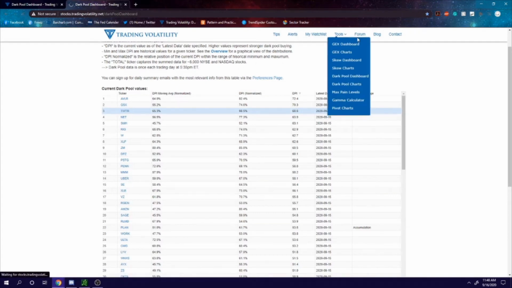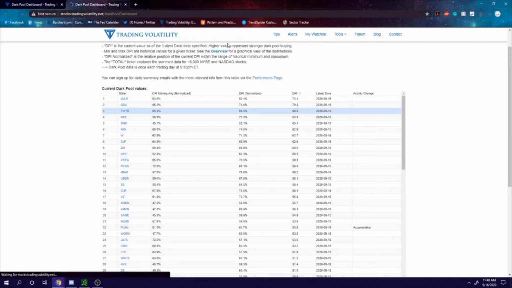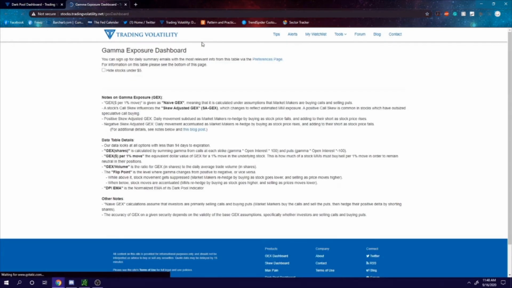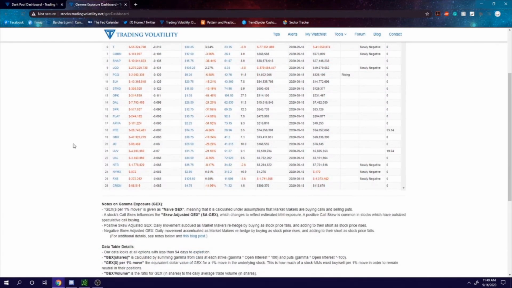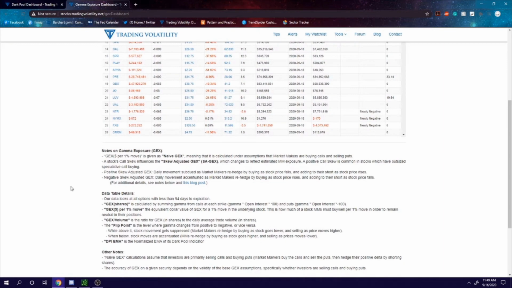And so the next thing we're going to go to is the GEX dashboard, which is really hard to explain if you're not familiar with the idea of gamma and gamma exposure. But the three values that we're going to focus on are SA GEX, call skew, and GEX dollar per 1% move. So think of GEX as market makers having to constantly balance their options books. Market makers make most of their money on the transaction fees, so they have to keep all of their books as neutral as possible, delta neutral, for lack of a better explanation.